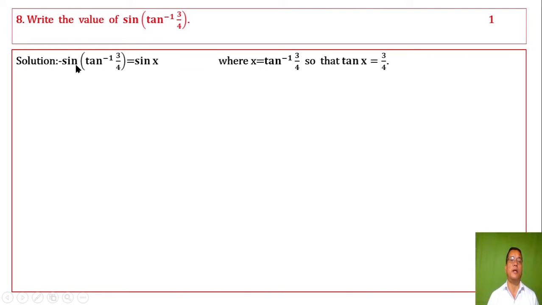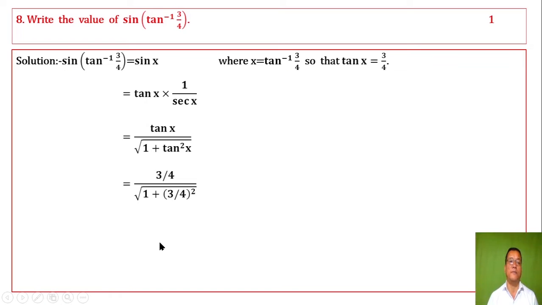Then the given expression becomes sine x. We have to express sine x in terms of tan x. Tan x into 1 by sec x. Sec x is again equal to root over 1 plus tan square x. Now sine x is completely expressed in terms of tan x. Put tan x equal to 3 by 4 and simplify, we get 3 by 5, which is the required value.